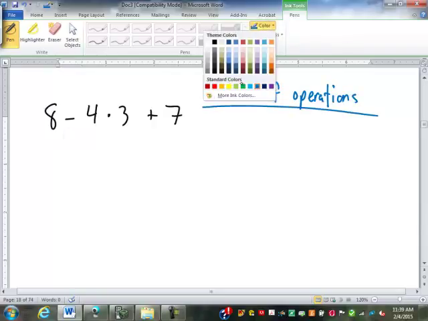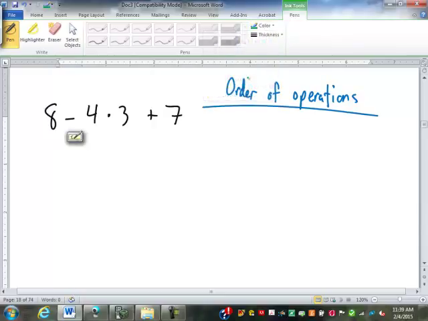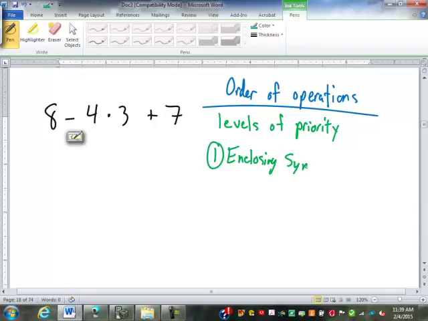Now, the order of operations is often described as a series of steps. That's not quite true. The order of operations is really a set of levels of priority. Things with higher priority need to be done before items with lower priority. For example, top priority, first level of priority, is something called enclosing symbols. Most of you have probably heard this referred to as just parentheses, and parentheses are one type of enclosing symbol, but we're going to encounter some other types before we're done today.